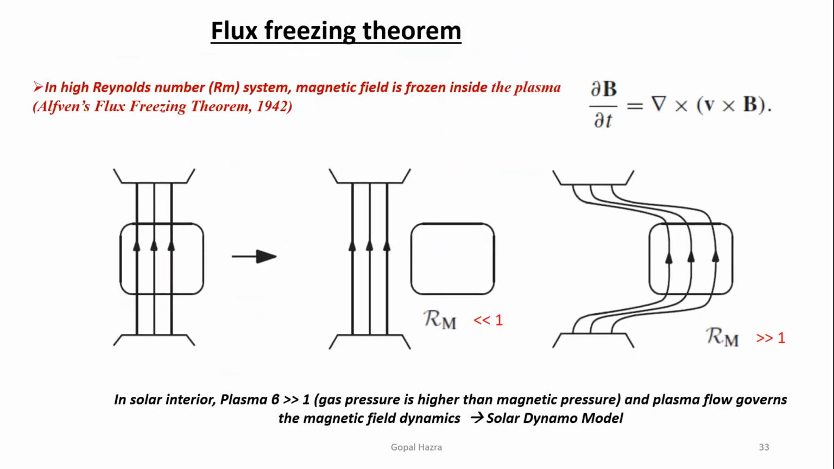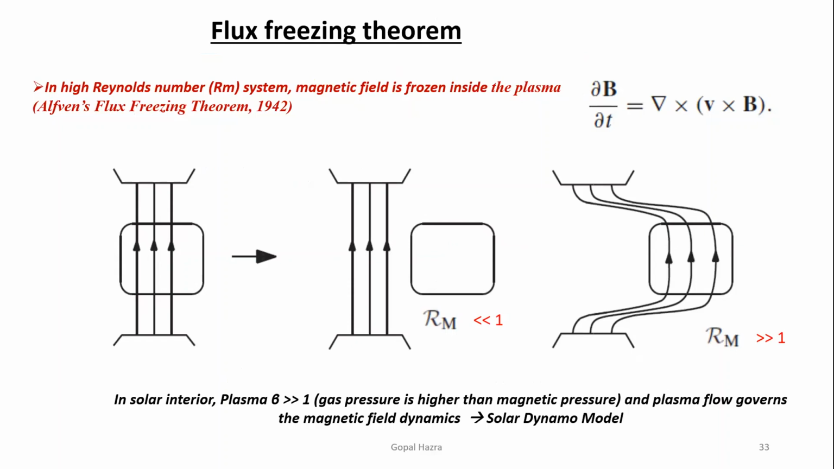So then we come to the flux freezing theorem, and this is a very important theorem in the astrophysical scenario. Since in the astrophysical scenario the Reynolds number is greater than 1, we have this equation. And diffusion, for the time being, we are neglecting. So now what does that physically mean?